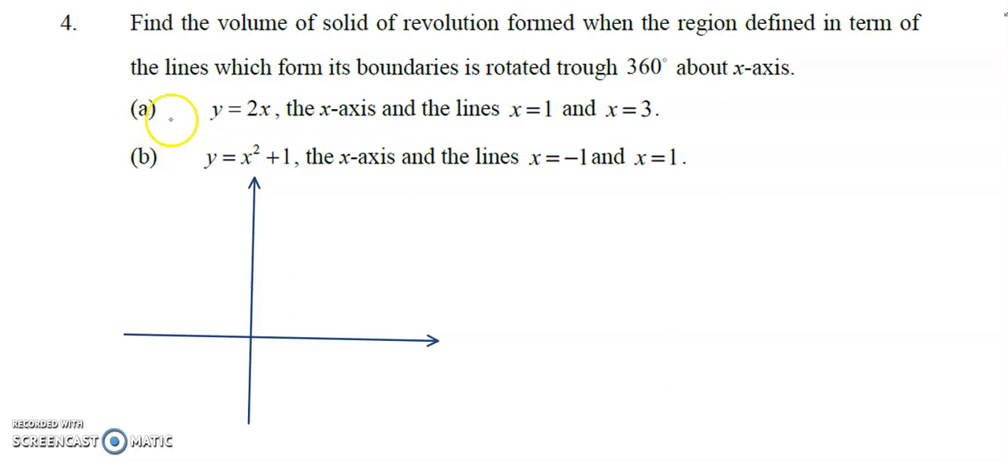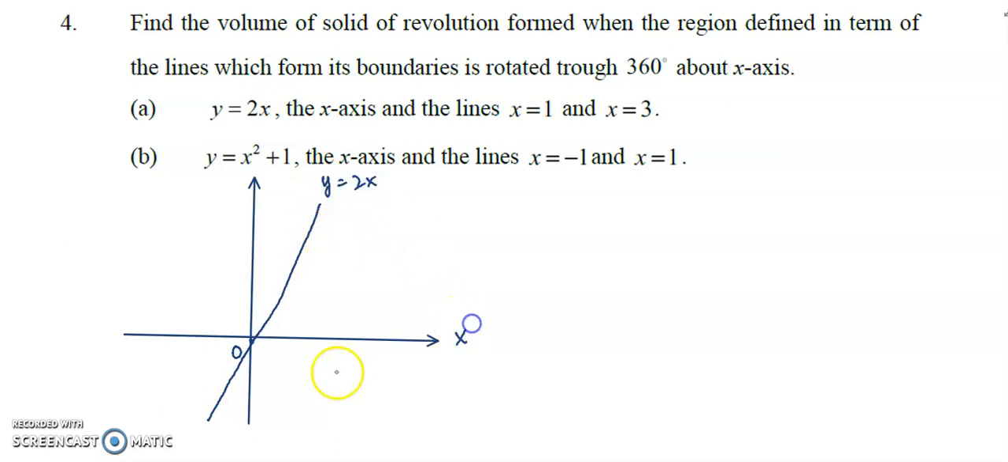In question 4, this is A. A has the curve y equals 2x. So the region is bounded by this curve, the x-axis, and the lines x equals 1 and x equals 3. First of all, I need to sketch the graph. I got my y equals 2x. y equals 2x is a straight line that will pass through the origin. This is y equals 2x.